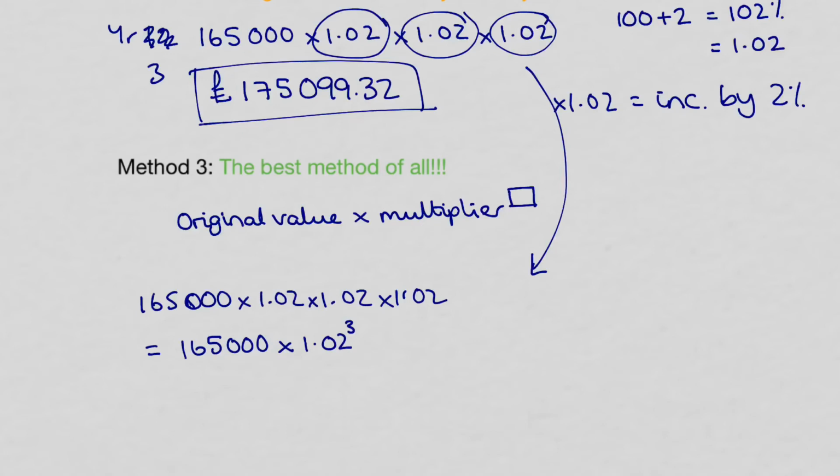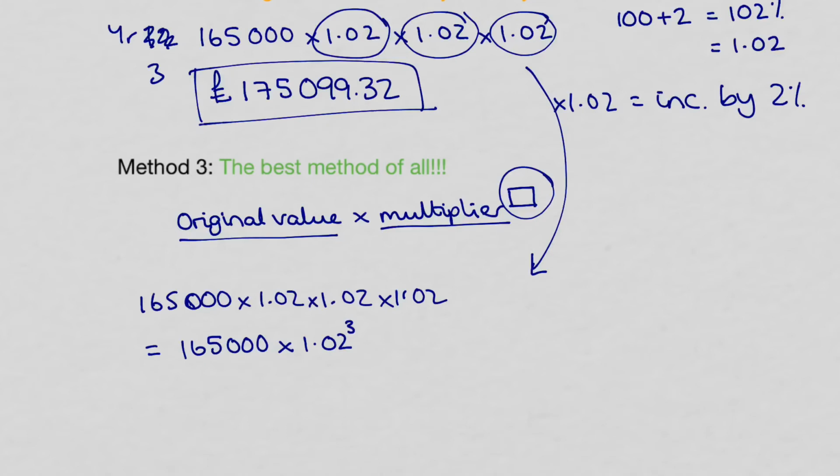So this is how our formulas, I suppose, are going to look. You will have the original value, you'll have the multiplier, and you'll have a power, and the power is how many years or how many weeks or how many times this percentage change has happened.